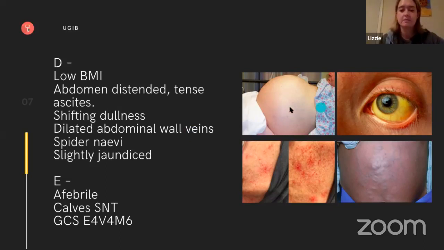And here you're finding a big tense abdomen, jaundice of the sclera. He's got caput medusae, dilated abdominal wall veins, and spider nevi on his abdomen. So you think, I wonder if there's something else going on here.